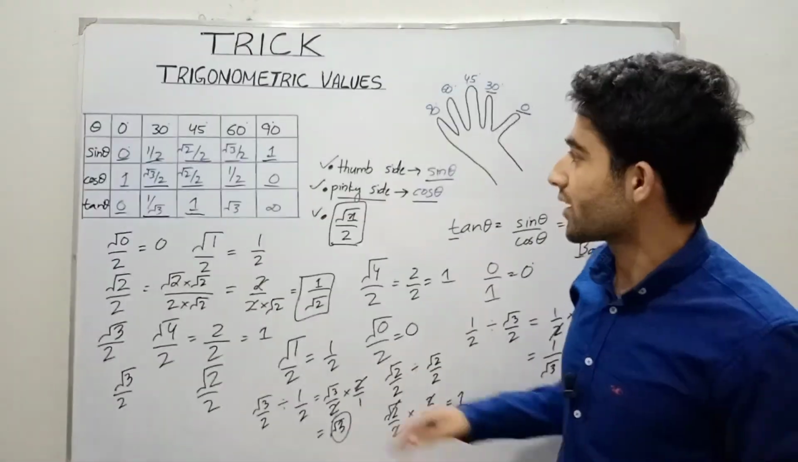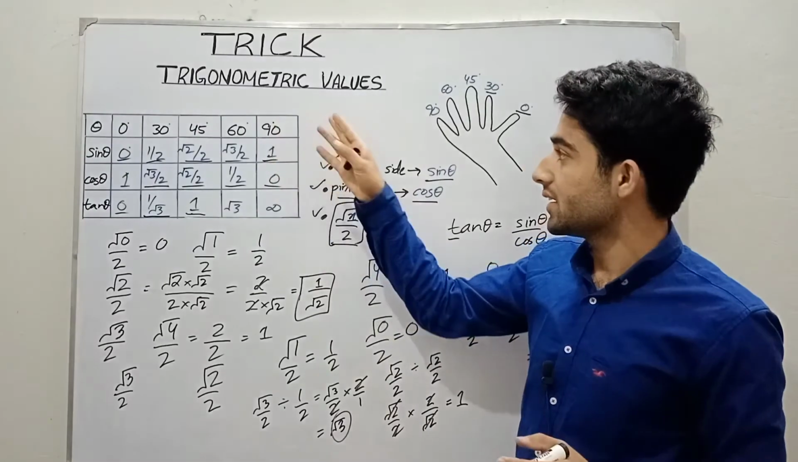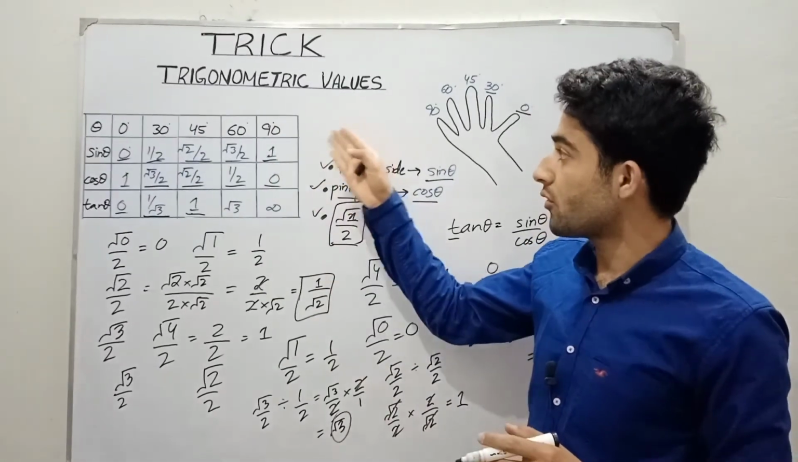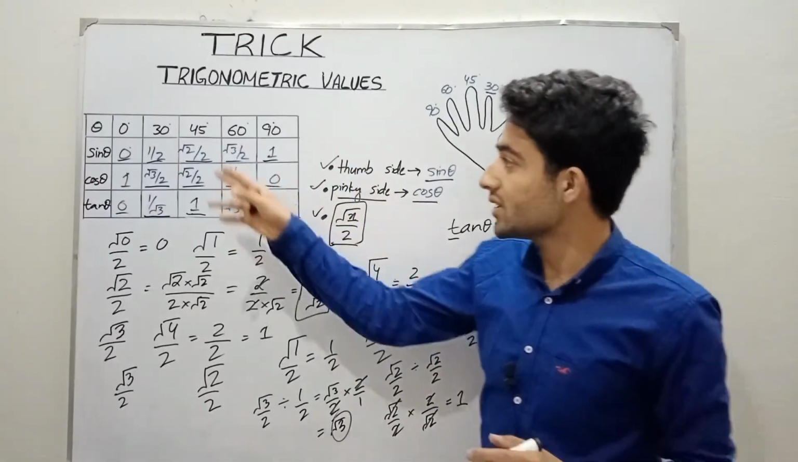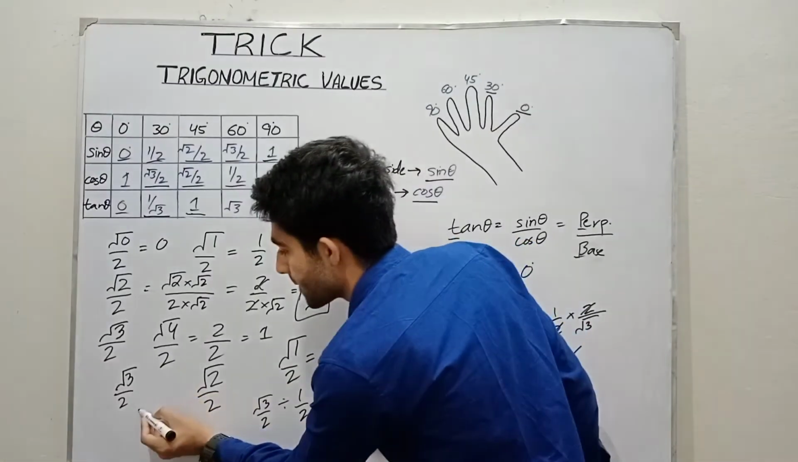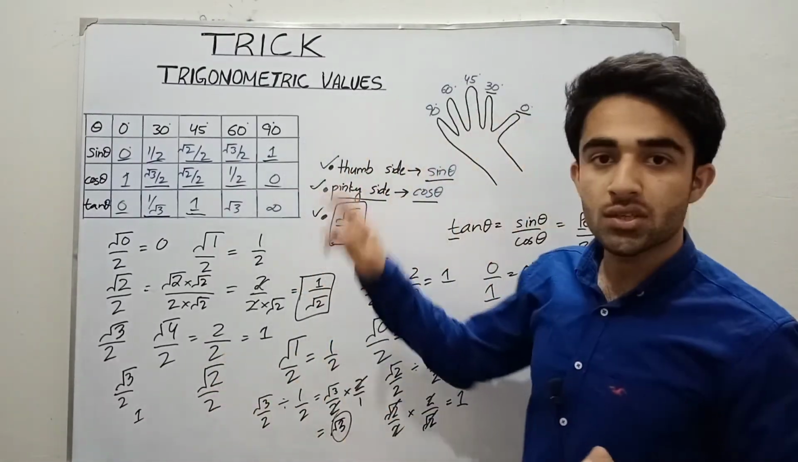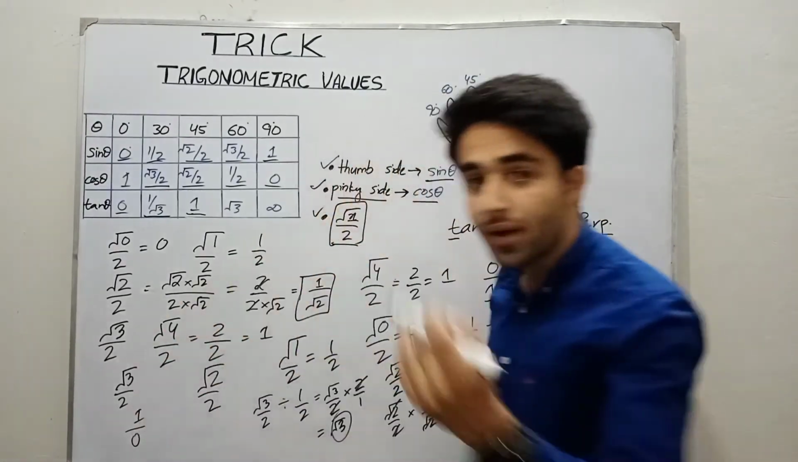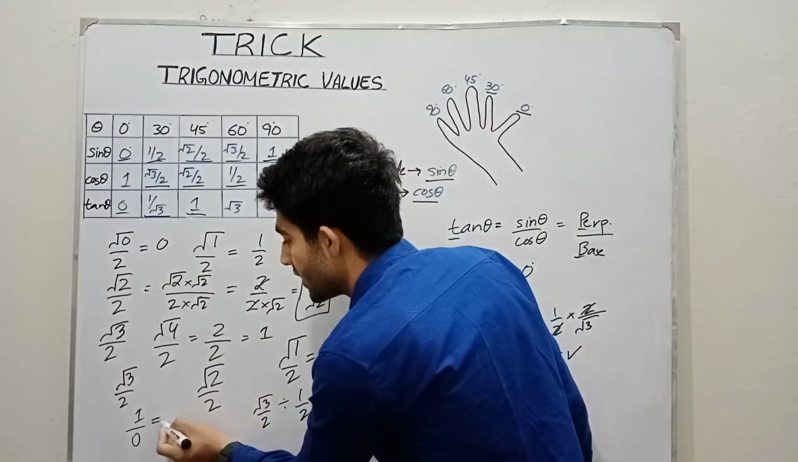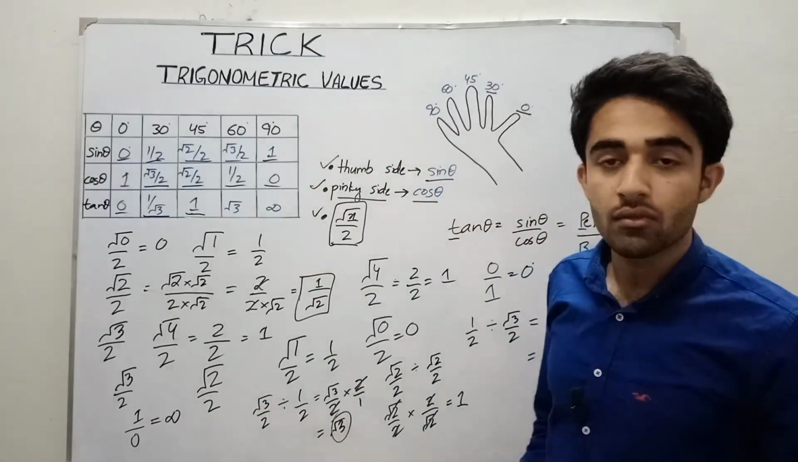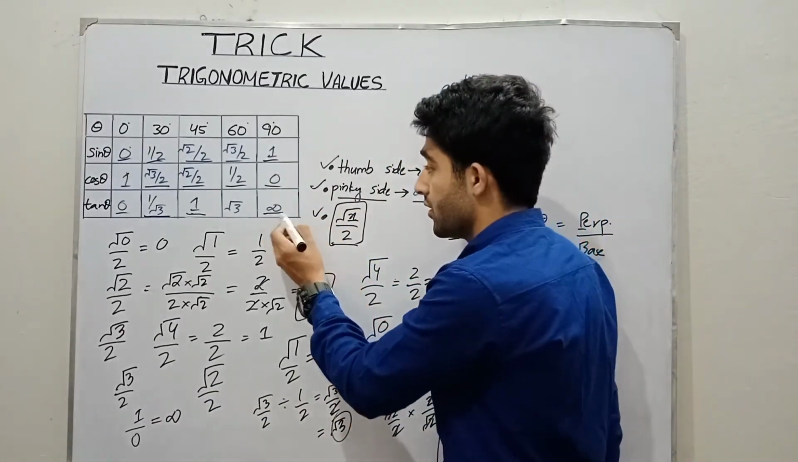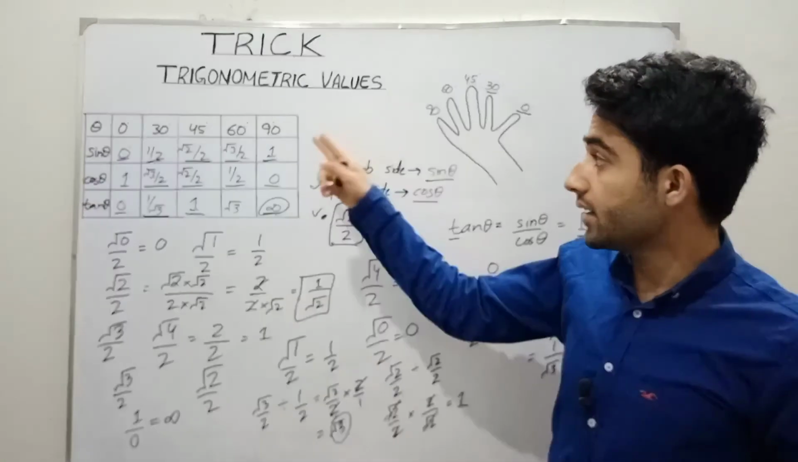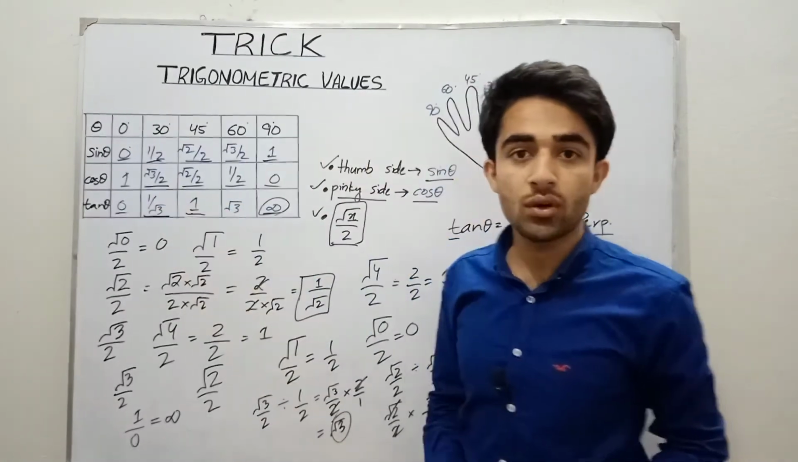Okay, so the last angle is the 90 degree. For the 90 degree, the value of the sin theta is 1 and the value of the cos theta is 0. So 1 by 0 is undefined. Okay, this is the undefined value. At the angle 90 degree, the tan theta is not defined.